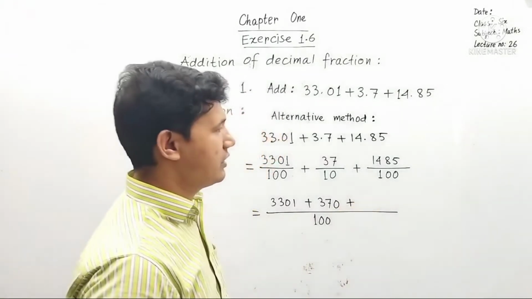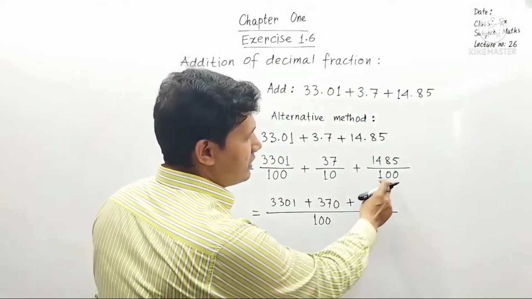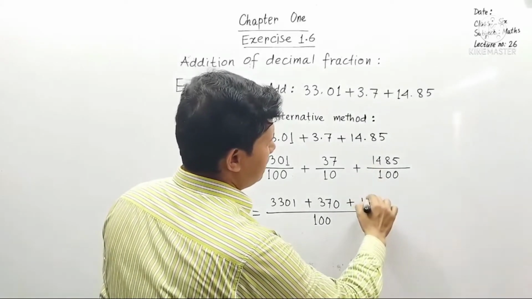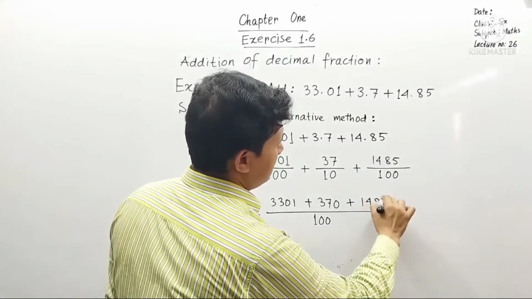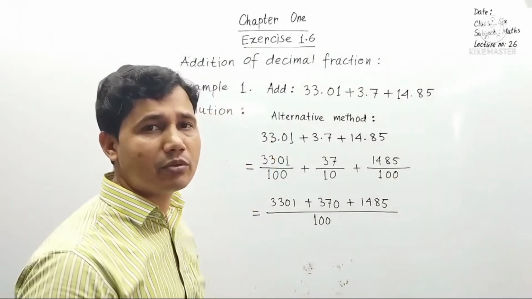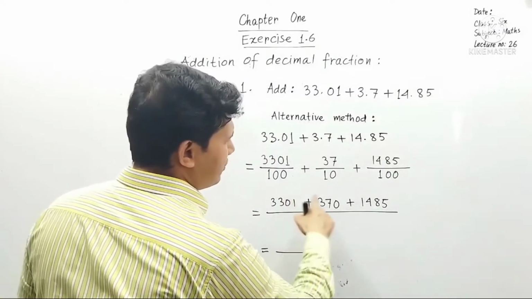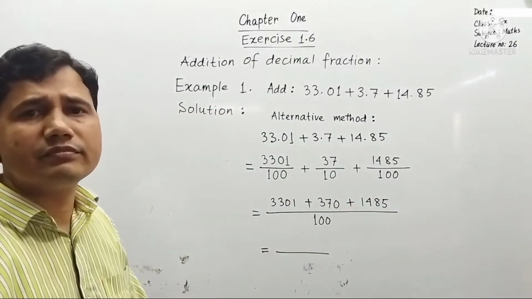Similarly, this 100 will be divided by this 100, it will go one time, and 1 will be multiplied with 1485. It will be the same if you multiply by 1. Then, what is the sum of these 3 numbers? Can you tell me?